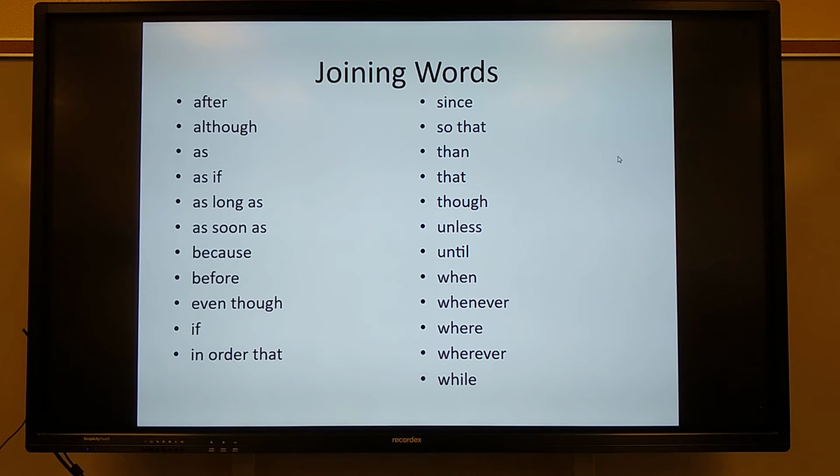And here are some examples of joining words, but there are many, many more. After, although, as if, as long as, soon as, because, before, even though, if, in order that, since, so that, than, that, though, unless, until, when, whenever, where, wherever, and while. But like I said, there are many more.